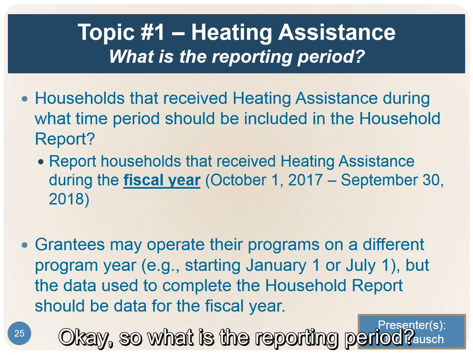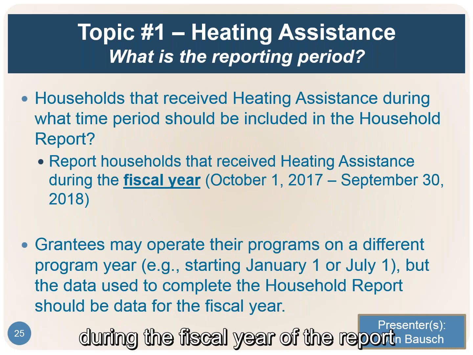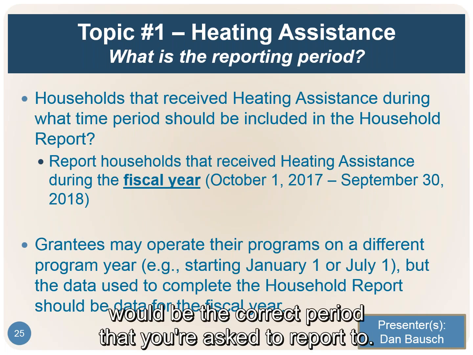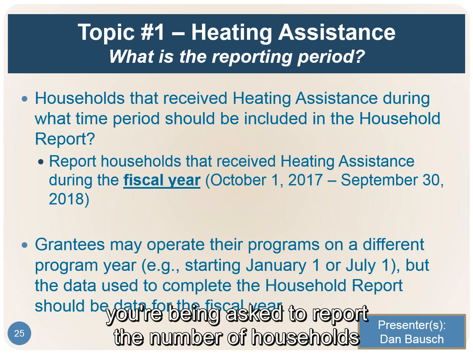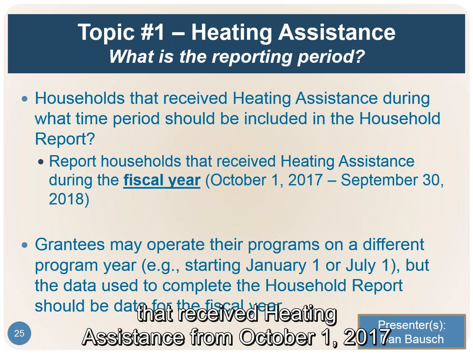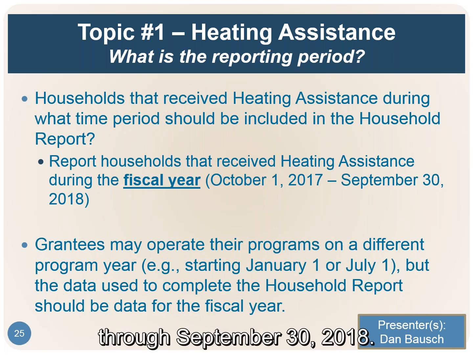Okay, so what is the reporting period? Households that received heating assistance during the fiscal year of the report would be the correct period that you're asked to report to. So for the fiscal year 2018 household report, you're being asked to report the number of households that received heating assistance from October 1st of 2017 through September 30th, 2018.